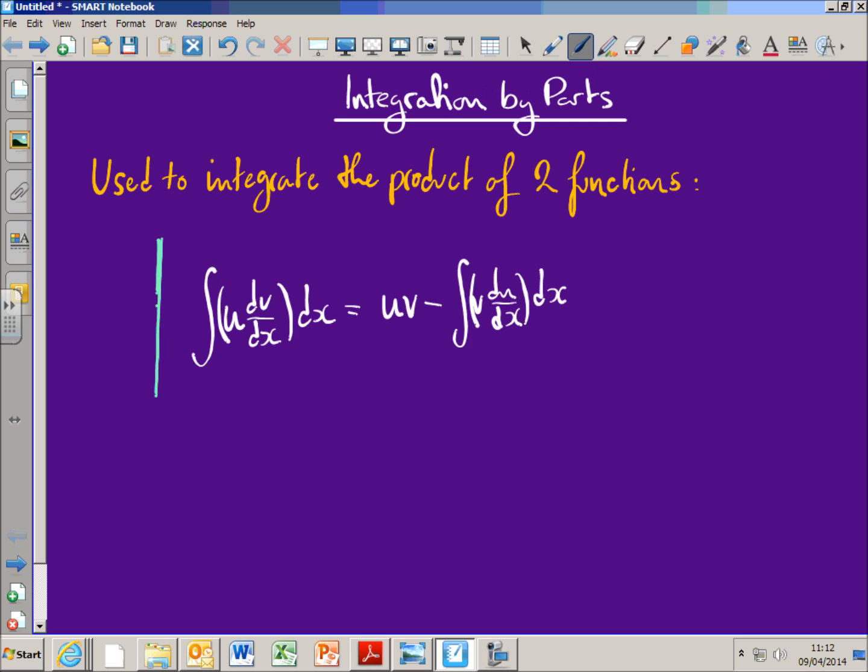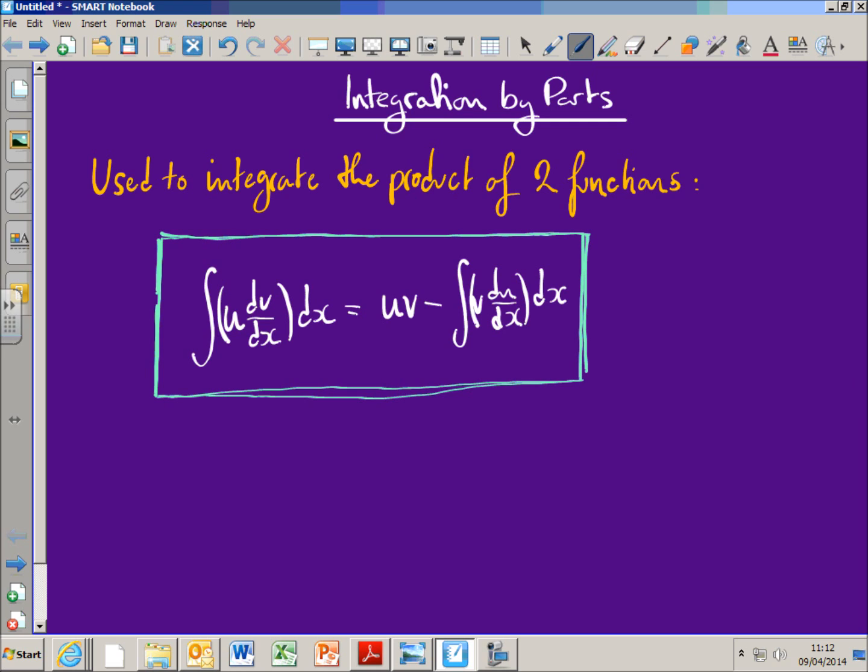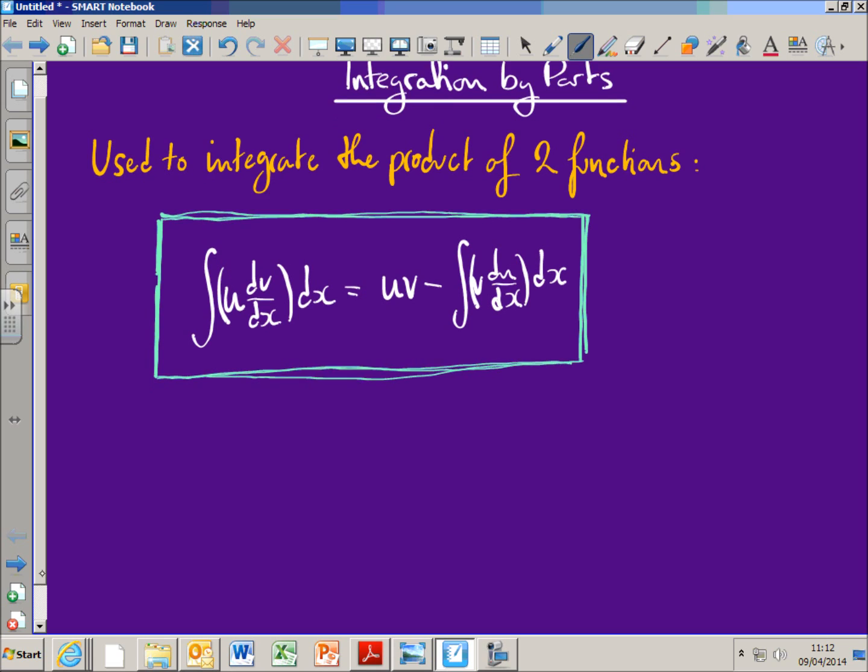So that's basically integration by parts written down as a formula. Again, it's in the formula book, but you probably should use it so often that you just remember it. Can you remember that? Yeah, okay. So what we'll do is we'll do a few examples.